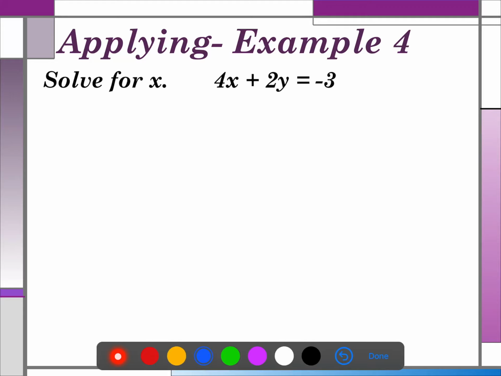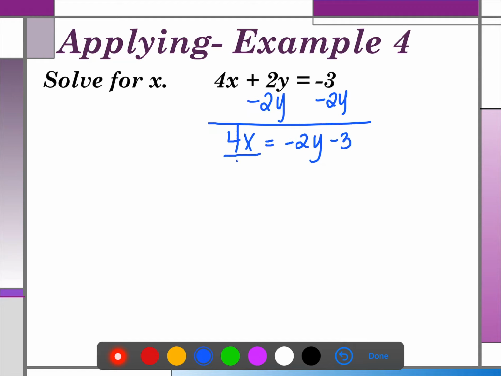All right, why don't you pause your video at this point and see if you can isolate this example on your own. Okay, once you have an answer, come back to your video and let's check your answer. Okay, so solving for x, I'm going to subtract 2y and divide by 4.